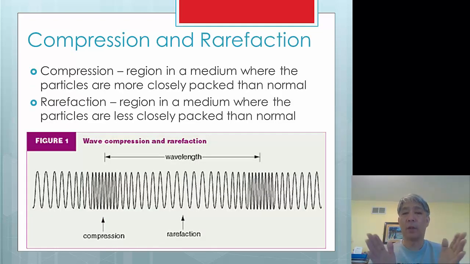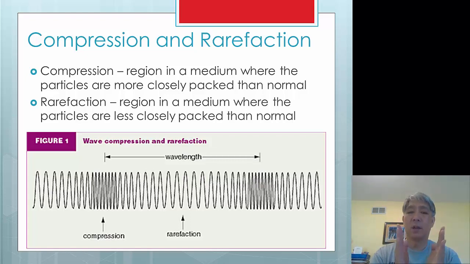When we talk about longitudinal waves, instead of talking about wave crests and wave troughs, because it doesn't seem to make sense, we talk about compression points and rarefaction points. Compression points are where the particles in the medium are squished closer together, and rarefaction points are areas in the medium where the particles are stretched further apart than normal.